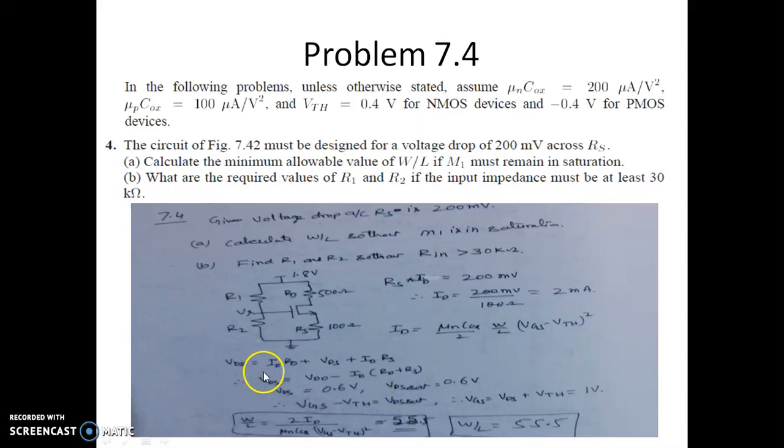Now we know VDD. VDD is equal to ID into RD plus VDS plus ID into RS, writing the KVL to the outer loop. So VDS is equal to VDD minus ID into RD. VDS comes out to be 0.6 millivolts. So this 0.6 millivolt is the voltage across the drain.